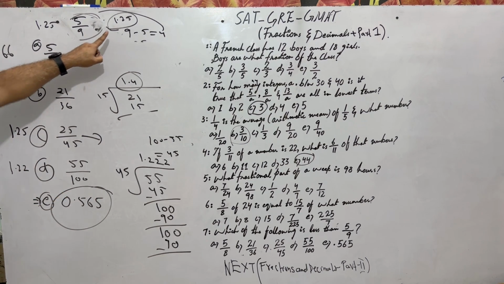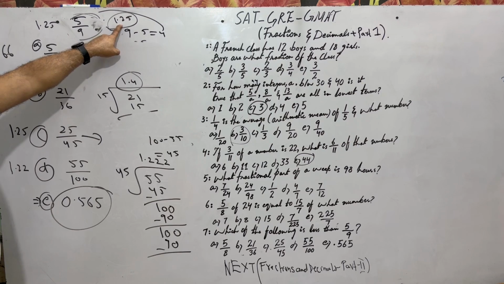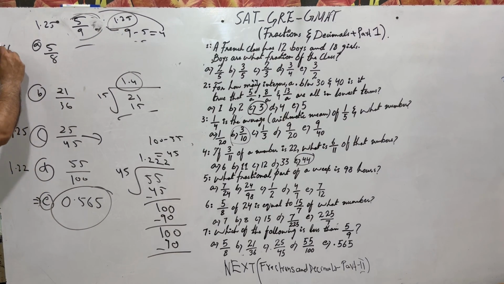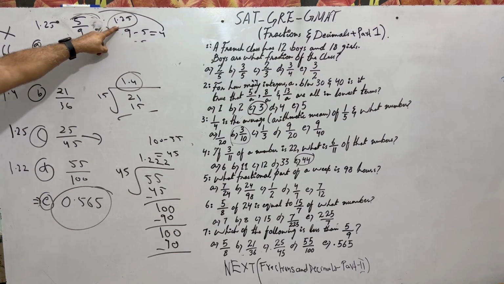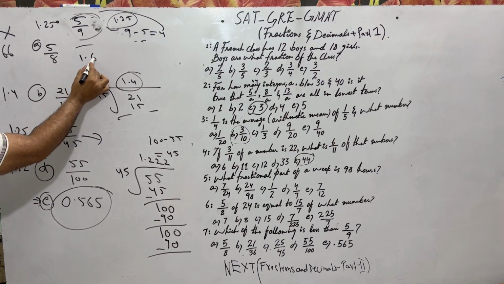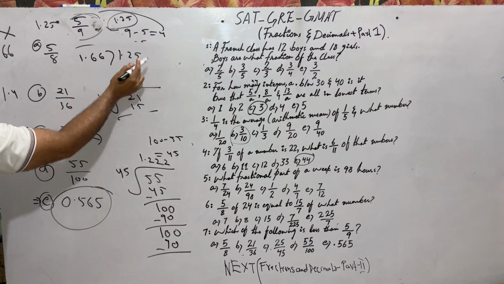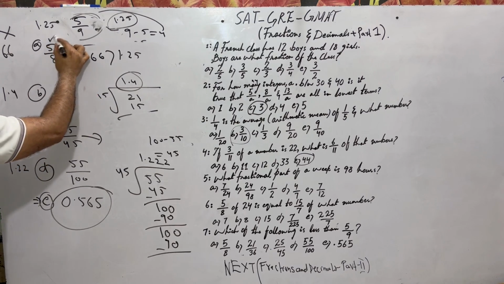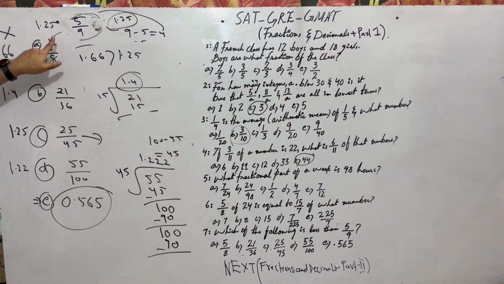Look at this. This is 1.25. This is 1.25. This is 1.66. It is greater. So this quantity is greater than this. 1.66 is greater than 1.25. According to my hack, this is greater than this. So this is not our option.